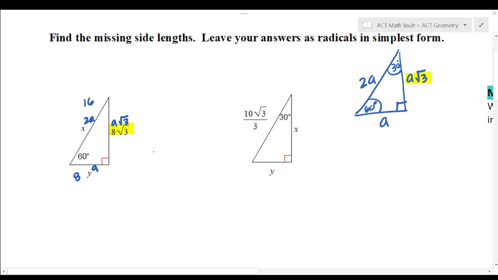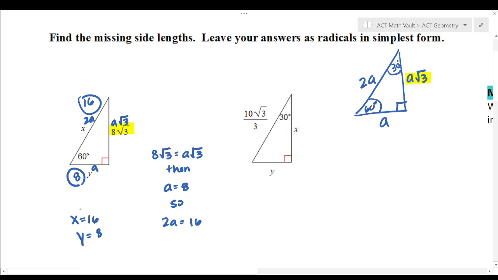So think of it like this. If 8√3 is A√3, then A is equal to 8, so 2A is equal to 16. That's the logic here. So we have 16 and 8 as our answer. So x equals 16, y equals 8. Final answers.